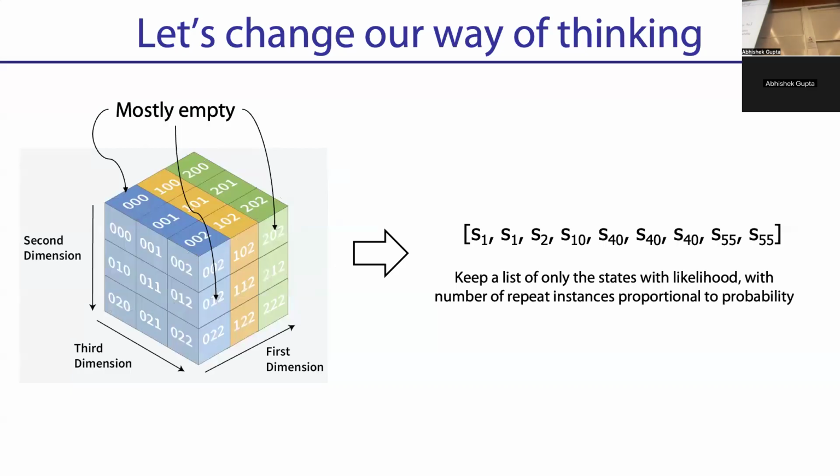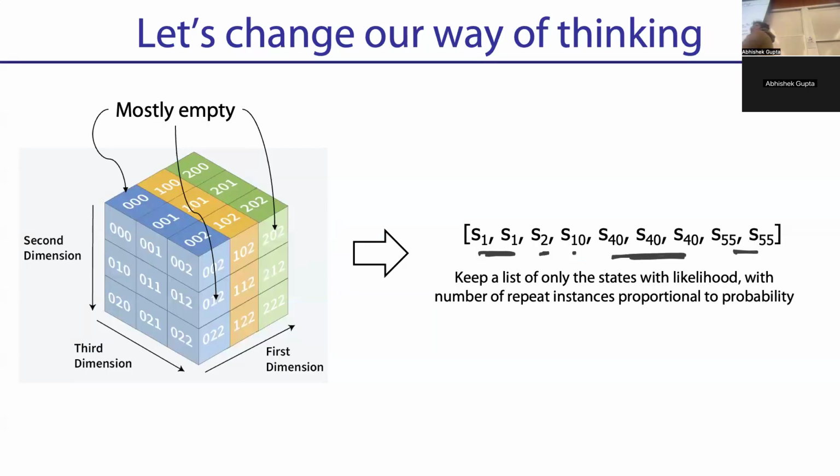Not by a table of bins, but rather by a set of particles, right? And the set of particles denotes your probability distribution. Let's look at this particular list: S1, S1, S2, S10, S40, S40, S40, S55, S55. It's saying that there's some likelihood at S1, less likelihood at S2, less likelihood at S10, a lot more likelihood at S40, and some likelihood at S55, right?